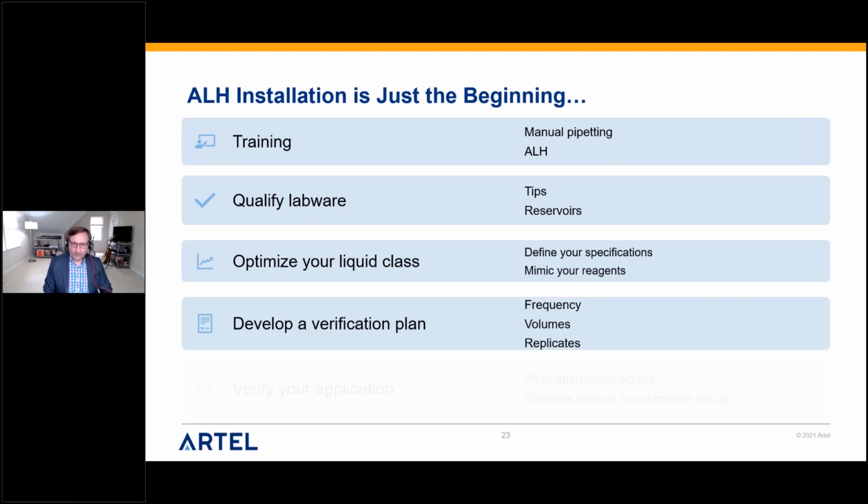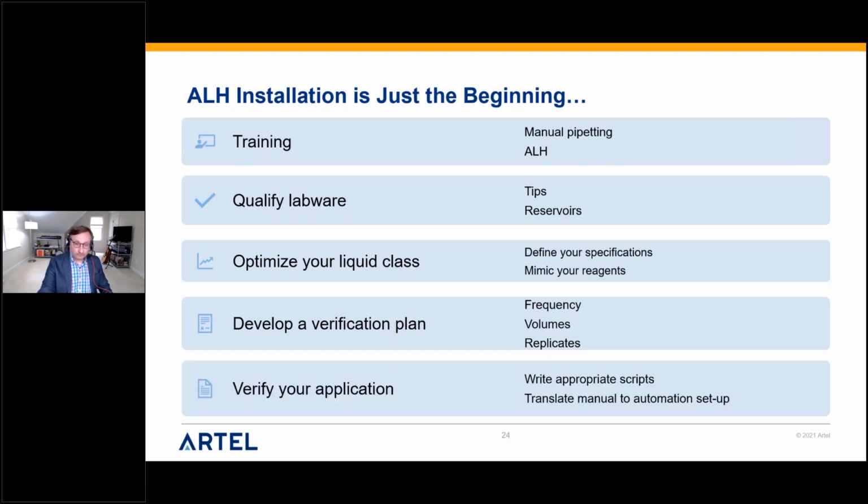And then, so you've got some of that taken care of. You want to develop a verification plan, and this is really about making sure that your liquid handler works properly. This is deciding on the frequency of testing, the volumes of testing, and the number of replicates. And sometimes people put this as part of a trending program, so you can monitor performance over time, and make sure that things are behaving properly.